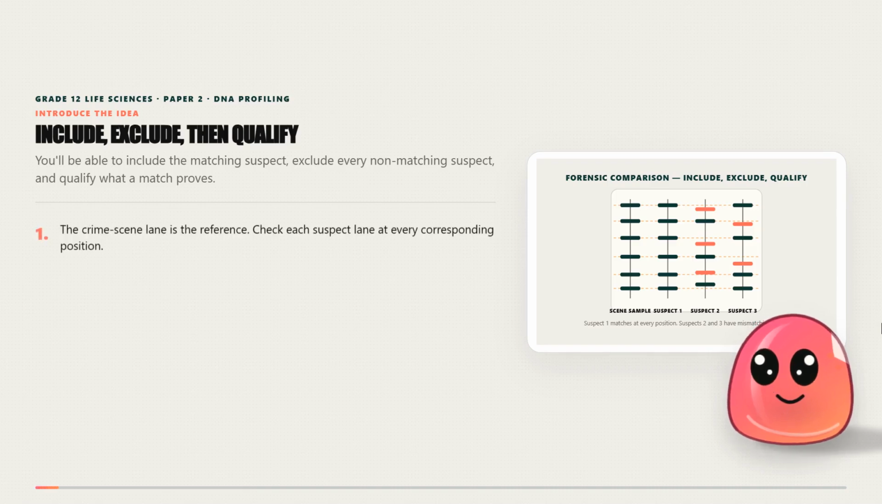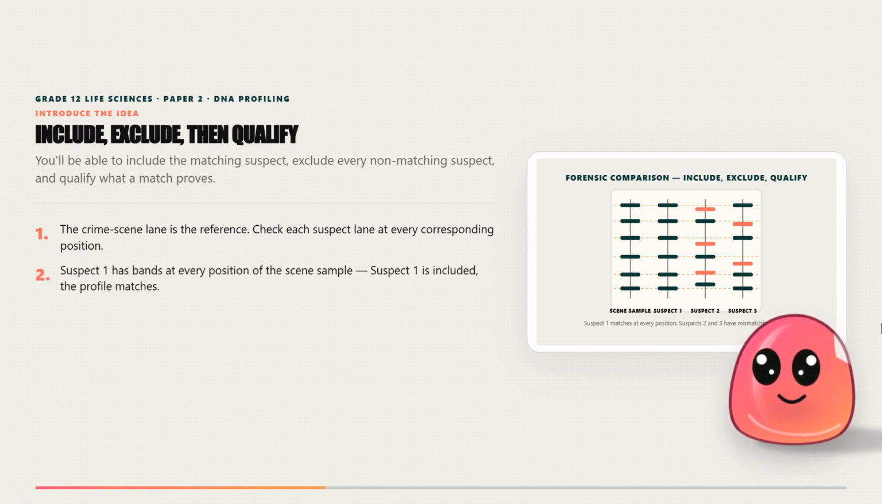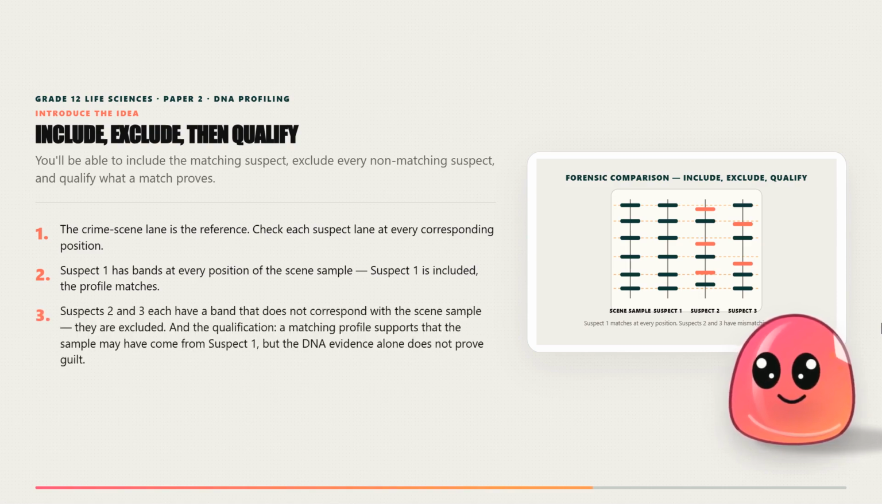Forensic comparison runs the same rule against a crime scene sample. Check each suspect lane at every corresponding position. Suspect 1 has bands at every position of the scene sample, so suspect 1 is included. Suspects 2 and 3 each have a band that does not correspond, so they are excluded. One mismatch excludes. And the qualification the exam loves: a matching profile supports that the sample may have come from suspect 1, but the DNA evidence alone does not prove guilt.